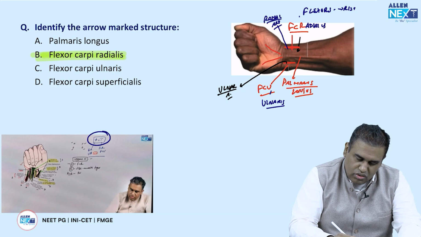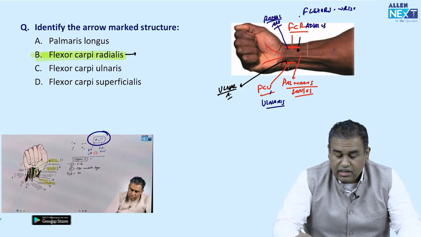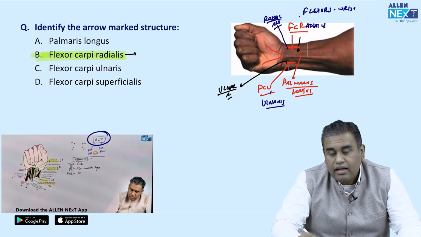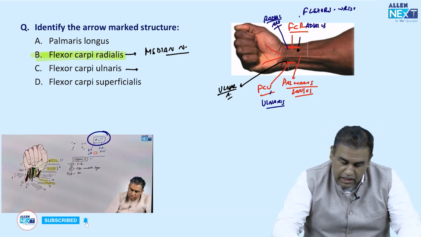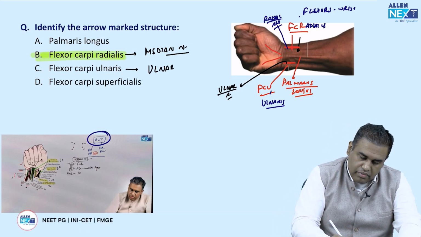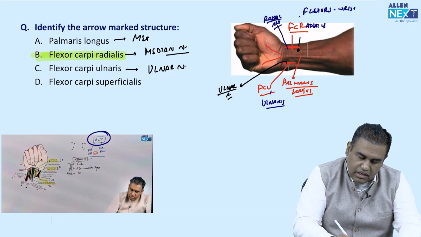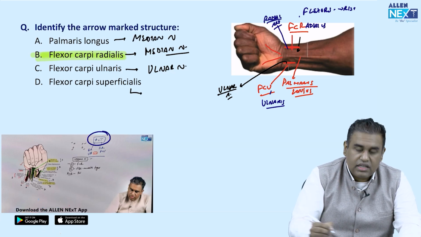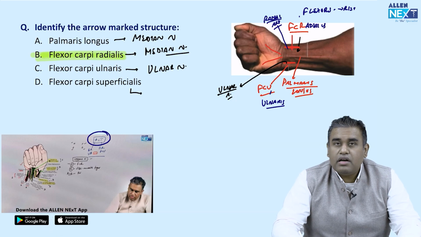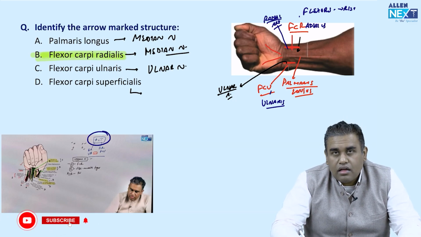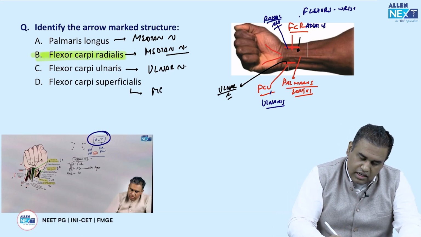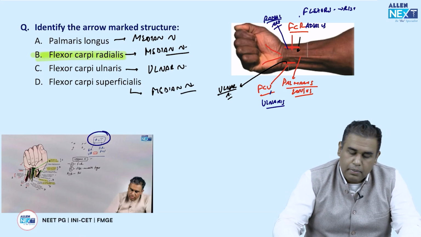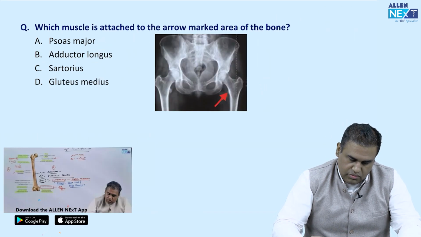Tomorrow if they ask you about the arrow mark tendon, which nerve supplies it? The nerve which supplies this is the median nerve. Understand this. And FCU is supplied by which nerve? FCU is supplied by the ulnar nerve. And palmaris longus is also supplied by the median nerve. Just to complete, flexor digitorum superficialis is also superficial, but remember, it will be deep to the palmaris longus. Why? Because it passes deep to the flexor retinaculum. And the nerve supplying this is again the median nerve. Okay? Fine. Let's move to the next question.